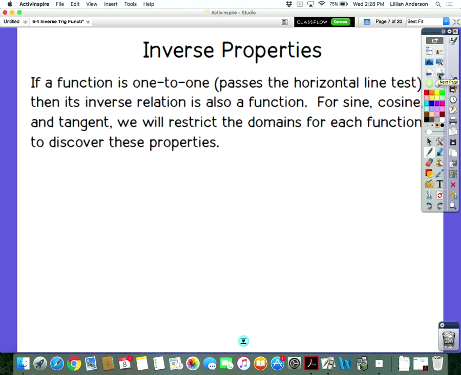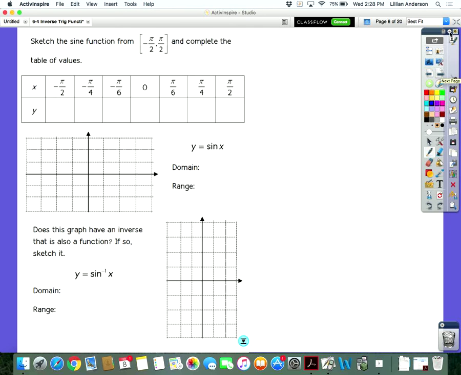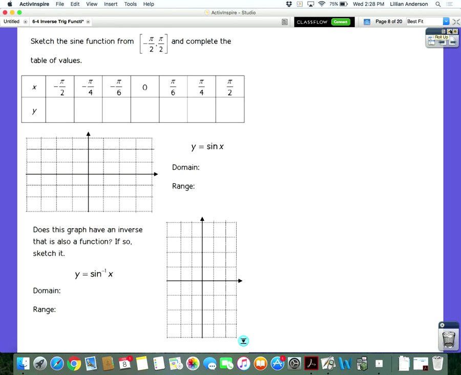However, sine, cosine, and tangent do not pass the horizontal line test. So you have to restrict the domains for each of the functions in order to have an inverse. So what we're about to do is take a look at the graph of sine, cosine, and tangent. We're going to restrict the domain so that we can find the inverse of these functions. So open up your booklet. You should be on the page that says sketch sine function.